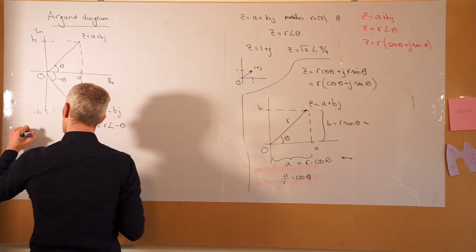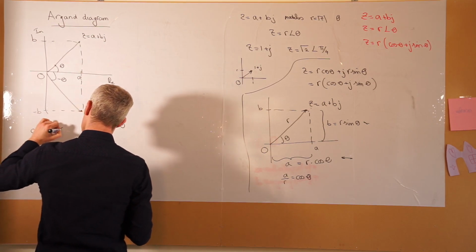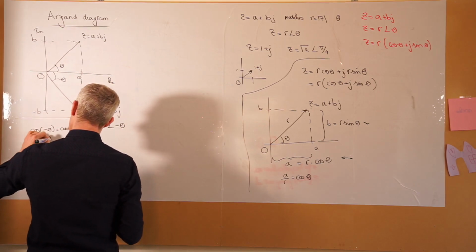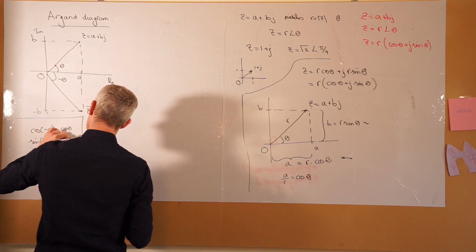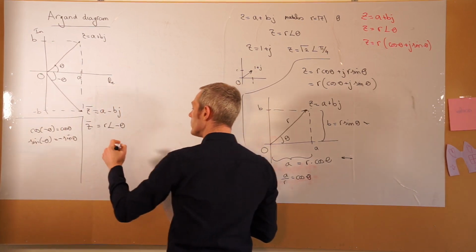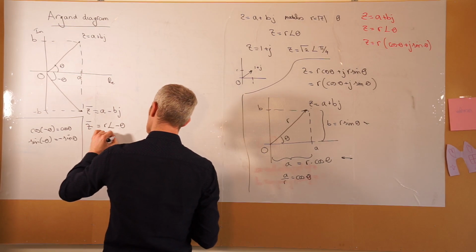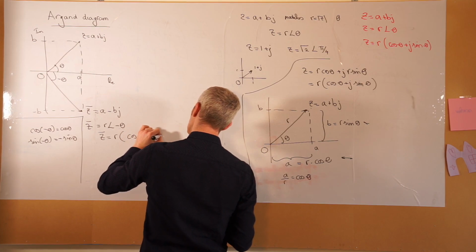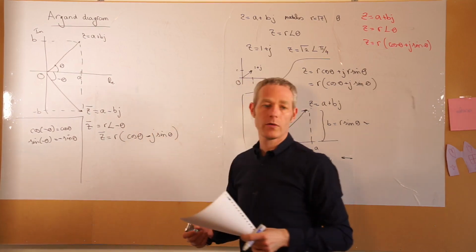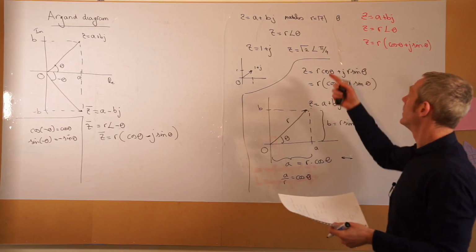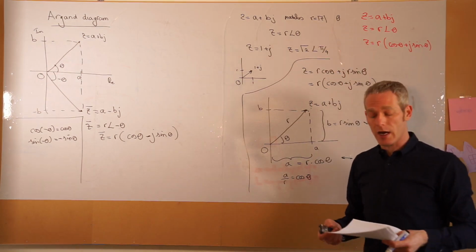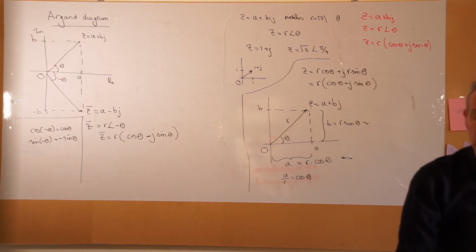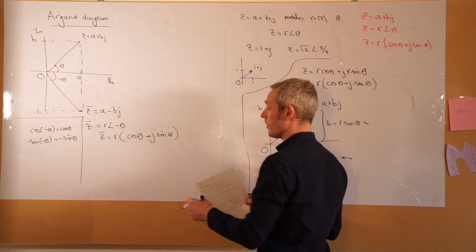Now, because we know that the cosine of minus theta is the cosine of theta, and the sine of minus theta is equal to minus sine of theta, we also know that the complex conjugate of z can be written as r times cosine theta minus j times the sine of theta. So if we know what the modulus and argument are for a complex number, we also immediately know what the modulus and argument are for its complex conjugate.